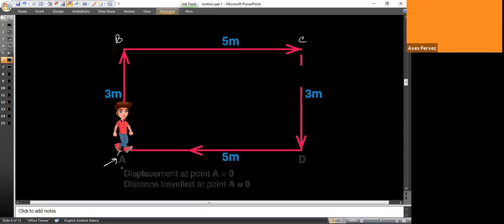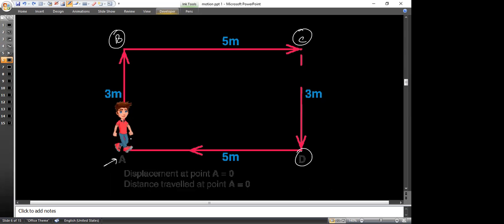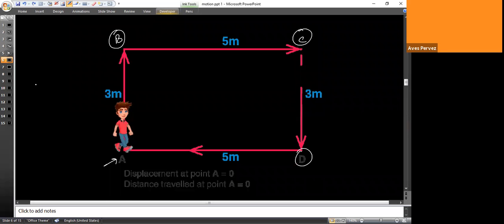If a person starts traveling from point A and then reaches point B, then from point B he reaches point C, then from point C he reaches point D, and then from point D he comes again to his initial position, that is point A. So what is his actual distance covered? 16 meter. Very good. It will be 16. How? We simply have to add 3 plus 5 plus 3 plus 5, which is equivalent to 8 plus 8. You can write it as 16 meter.